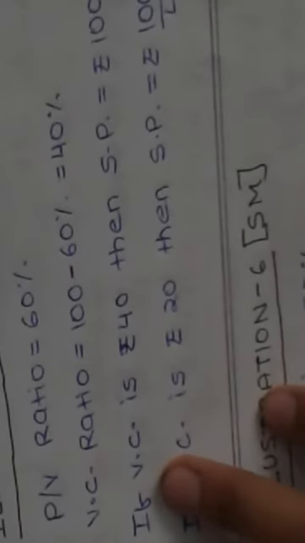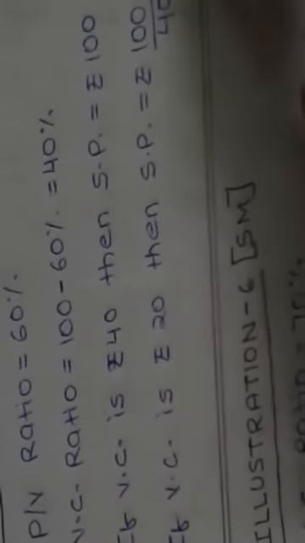Now marginal cost is given in the question. Marginal cost is called variable cost. So if variable cost is rupees 40, then SP is 100. If variable cost is rupees 20, then SP is equal to 100 by 40 into 20, unitary method. Okay. If variable cost is rupees 40, then SP is rupees 100. If variable cost is rupees 20, then SP is equal to 100 by 40 into 20, which is rupees 50.